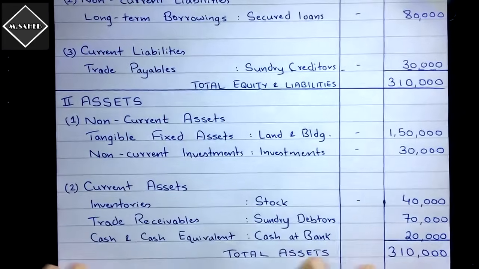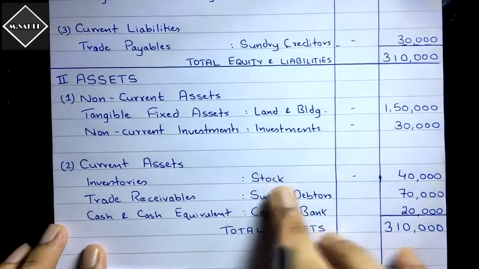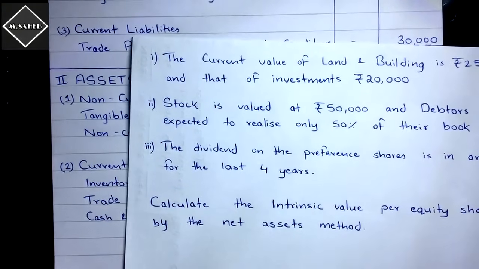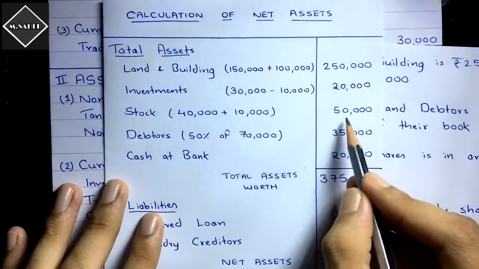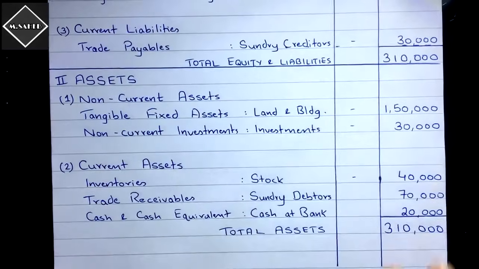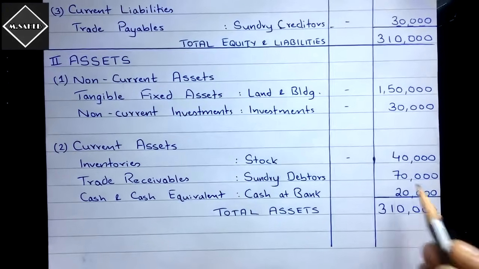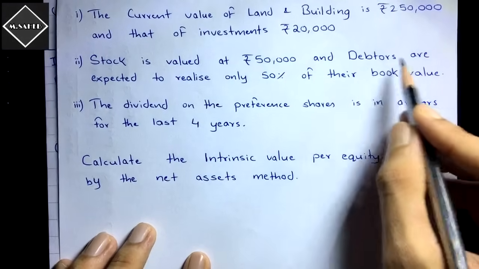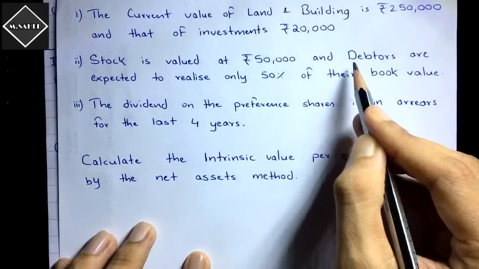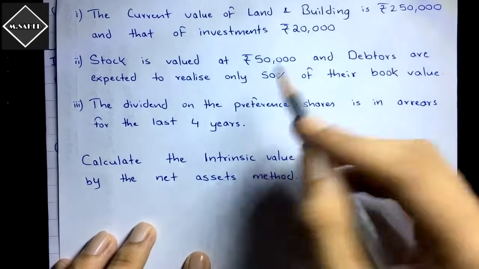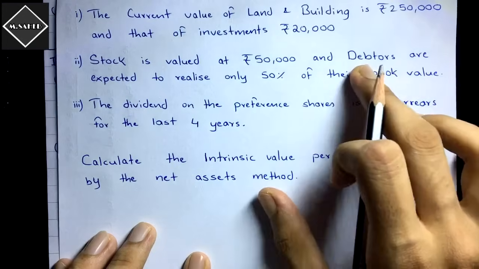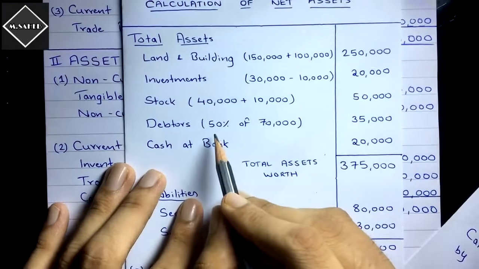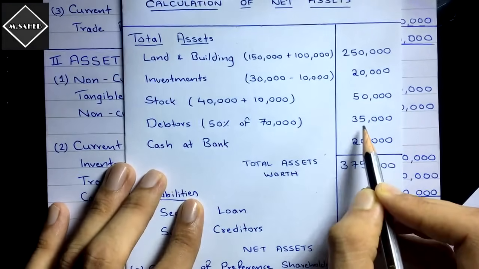And then stock, see, we have got stock here. This is also an asset, right? So stock is 40,000, but in the adjustment they have said it is valued at 50,000, so we have to consider the adjustment value, that is 50,000. And then debtors are 70,000, but in the adjustment they are saying that 50% of debtors have gone bad. Debtors are expected to realize only 50%. That means the other 50% is bad and cannot be realized. So we will consider only the realizable value, that is 50% of 70,000, which is 35,000.